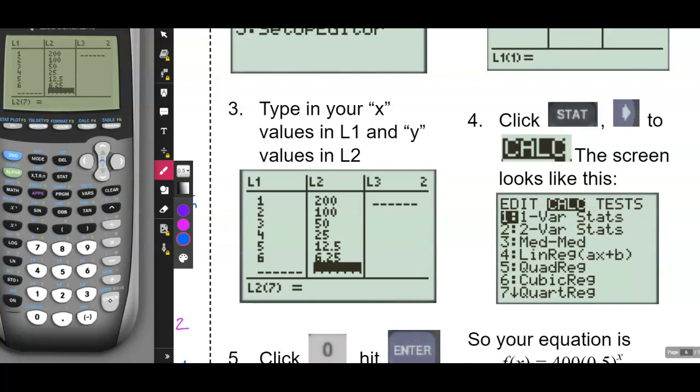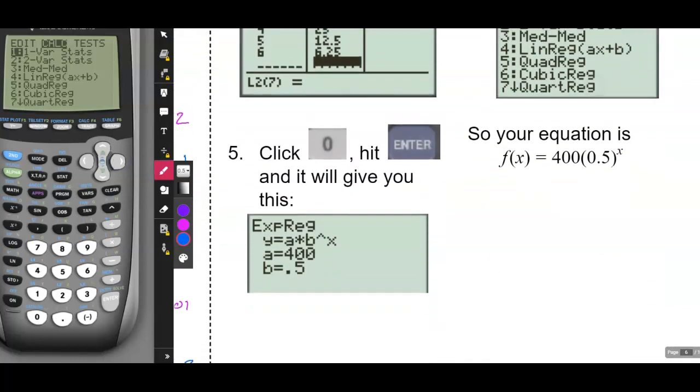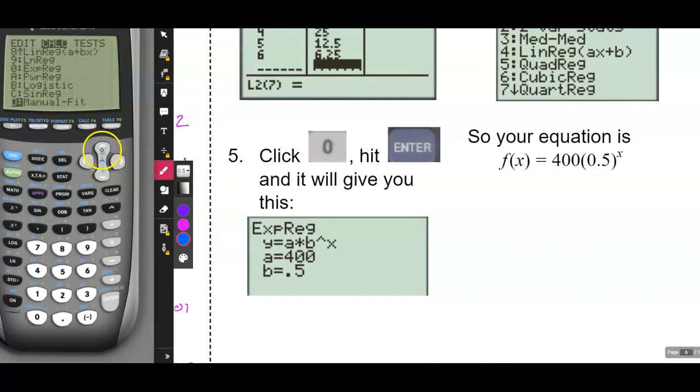Everyone should be making sure you're actually doing this so that you can get the same answer I do. So then you're going to hit Stat again. You're going to go over to Calc this time. C-A-L-C means calculate. We're trying to calculate an exponential regression equation. You can click 0 to get there quickly if you would like.